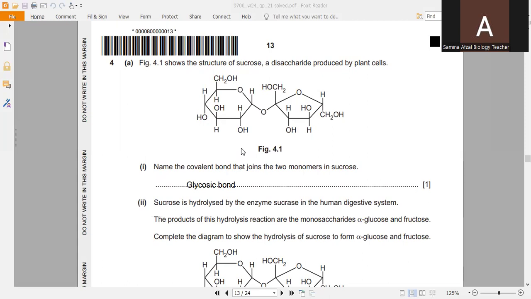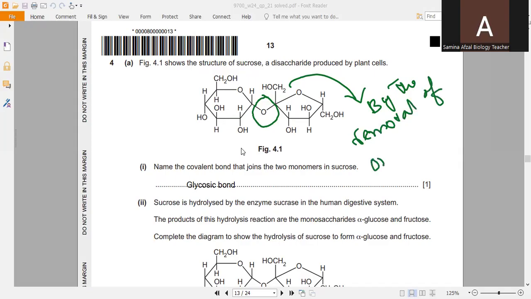When two carbohydrate molecules join together, a bond is formed which is called a glycosidic bond. This is the glycosidic bond, which is formed by the removal of one water molecule. So this is called a glycosidic bond.